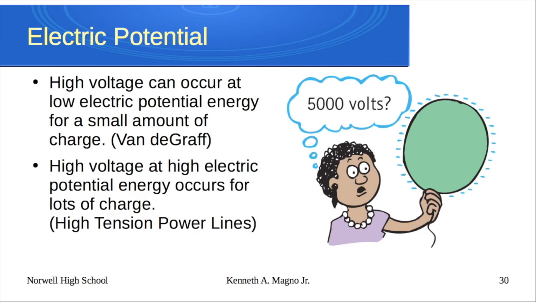All right? Unlike what we call the high tension lines, the high tension power lines. Those are high voltage with high electric potential energy because there's a lot of charge there that wants to move. So there's a lot of electric potential energy. Those will kill you. Both are at 50,000 volts, just the Van de Graaff generator is going to zap and tingle a little bit. High tension lines, those are going to kill you.